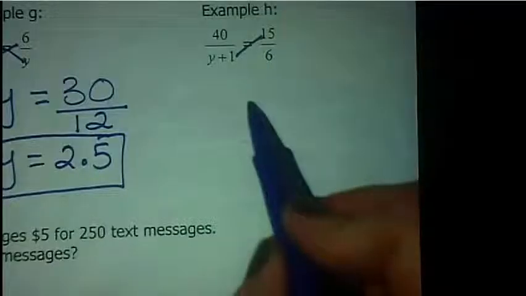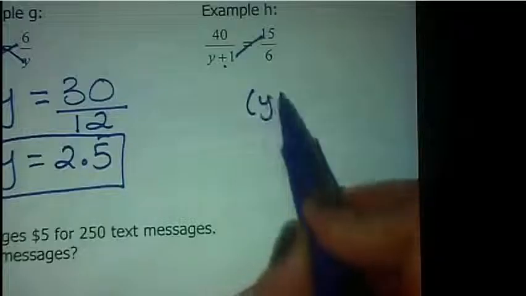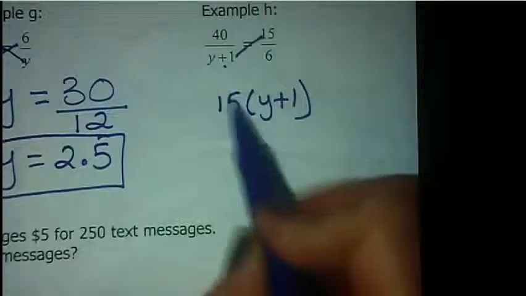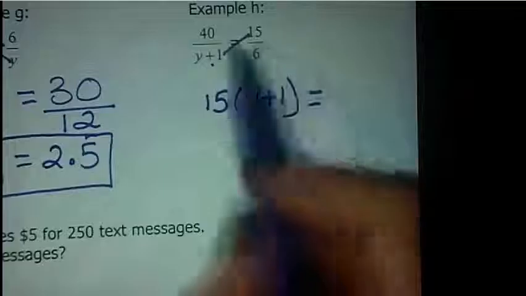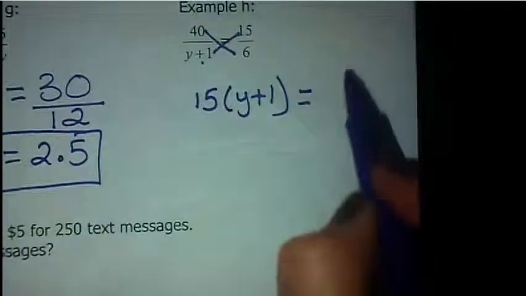This is where you're going to need to wrap up the y plus 1 and put it in parentheses, because I want that whole thing multiplied by 15. And that equals 40 times 6. 40 times 6 is 240.